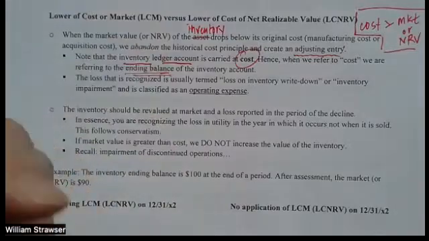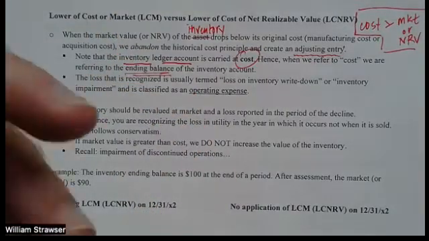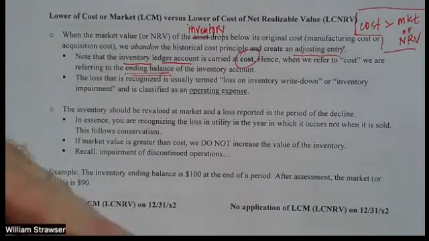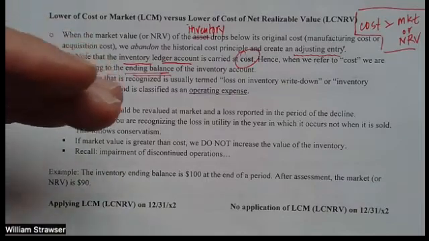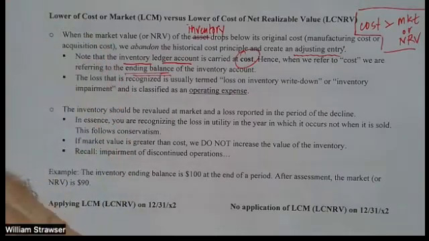Bad debt expense is an operating expense. Sales returns reduces sales revenue, so it's not even in the expense category. It just reduces my revenues because it's a contra revenue. Sales discounts, same story as sales returns.